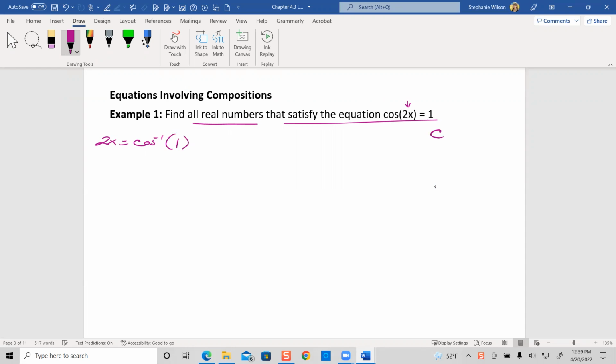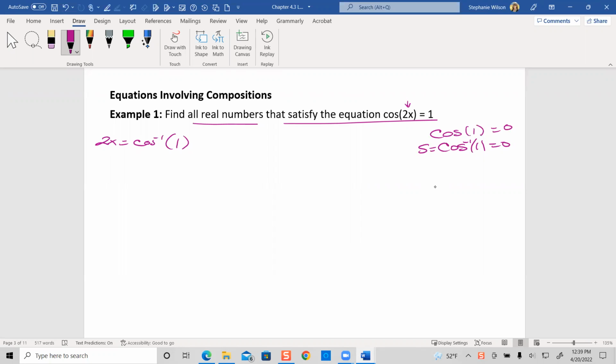Over here, I know what cosine inverse of 1 is. That means the inverse here is also going to be 0. All right. So now I know what s is. s is going to be the cosine inverse of 1, which is equal to 0.